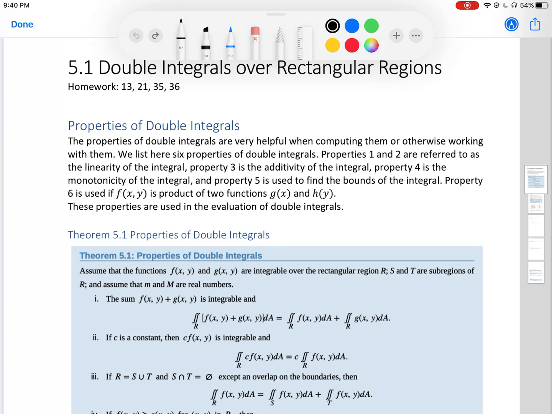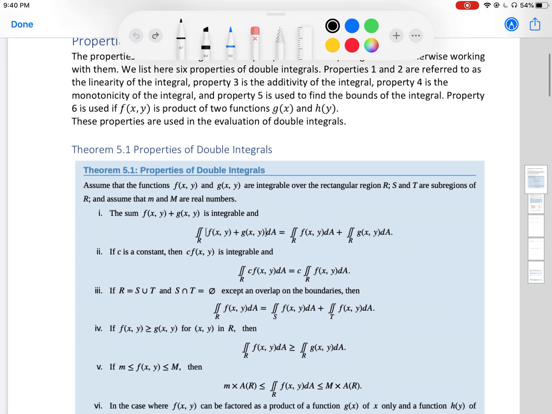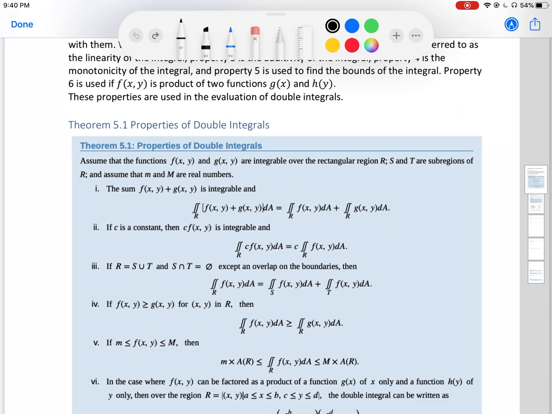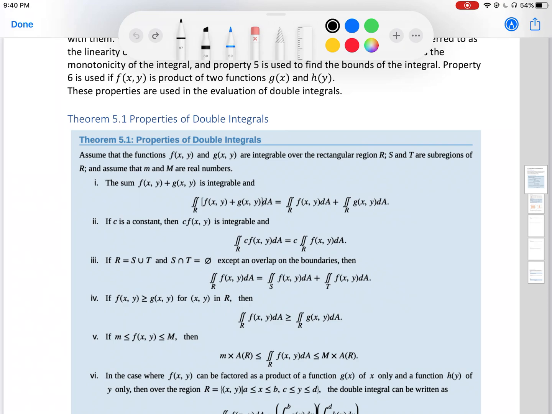Properties 1 and 2 are referred to as the linearity of integrals. Property 3 is the additivity of integrals, and property 4 is the monotonicity of integrals. And property 5 is used to find the bounds of the integral. Property 6 is used if f of x comma y is a product of two functions, g of x and h of y. These properties are used in evaluating double integrals.